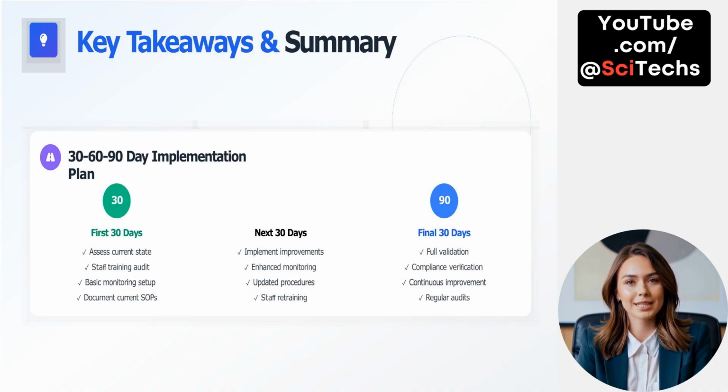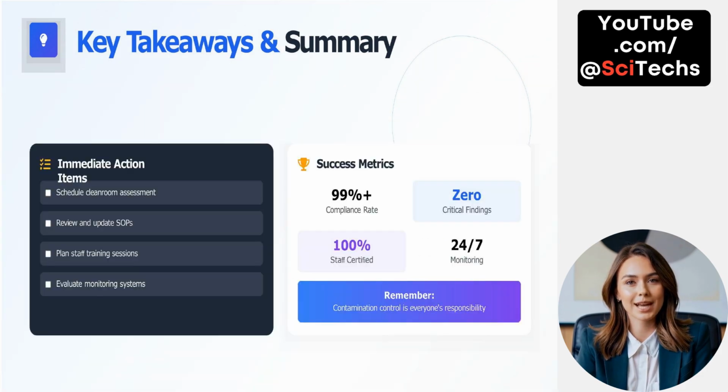During the final 30 days, efforts culminate in full validation of all changes, compliance verification through internal checks, and the launch of a continuous improvement strategy. Regular audits are also established to sustain long-term performance. Immediate action items and success metrics.